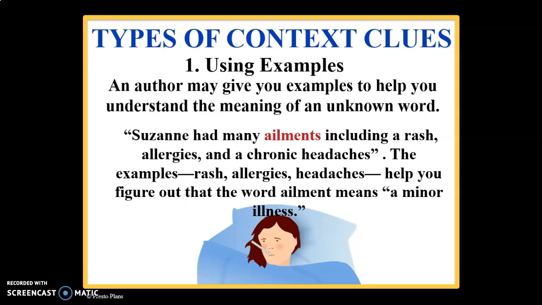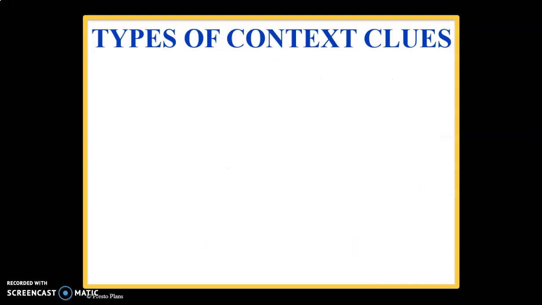So with ailments, they're trying to show us examples of ailments. A rash is an example of an ailment. An allergy is an example of an ailment, and chronic headaches are examples of an ailment. So therefore, we can determine that ailments mean a minor illness.